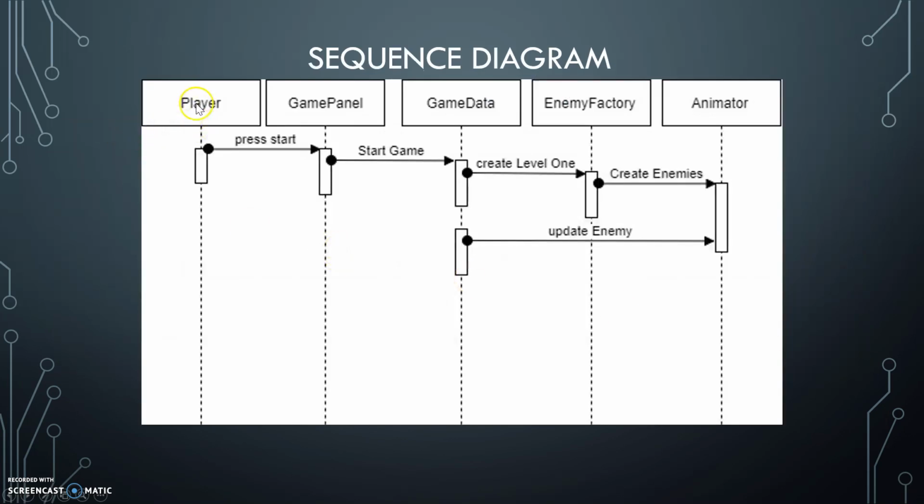So what will happen is the player will press start, and then they'll go to the game panel, and that will start the game. The game panel will create the first level, and the enemy factory will create enemies and send them to the animator, and then the animator will update them. And then the game data will receive updated information, and it will update the animator.